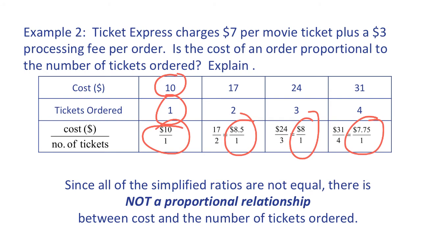The reason why is when we go back to the situation, we have this extra. You're adding on this $3, but you're not adding the $3 to every ticket. You're adding it to the order. So if I buy 2 tickets, I'm only adding $3. If I'm buying 3 tickets, I'm only adding $3. That's why it's not proportional.